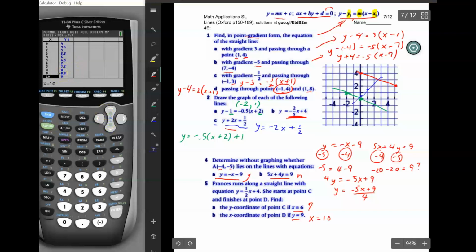Okay, so see how you can answer these questions? You can answer these questions just by looking at the table. If they give you y, you look on the right side. If they give you x, you look on the left side. And then you look on the other side to find the corresponding x or y. Easy, right? Okay.